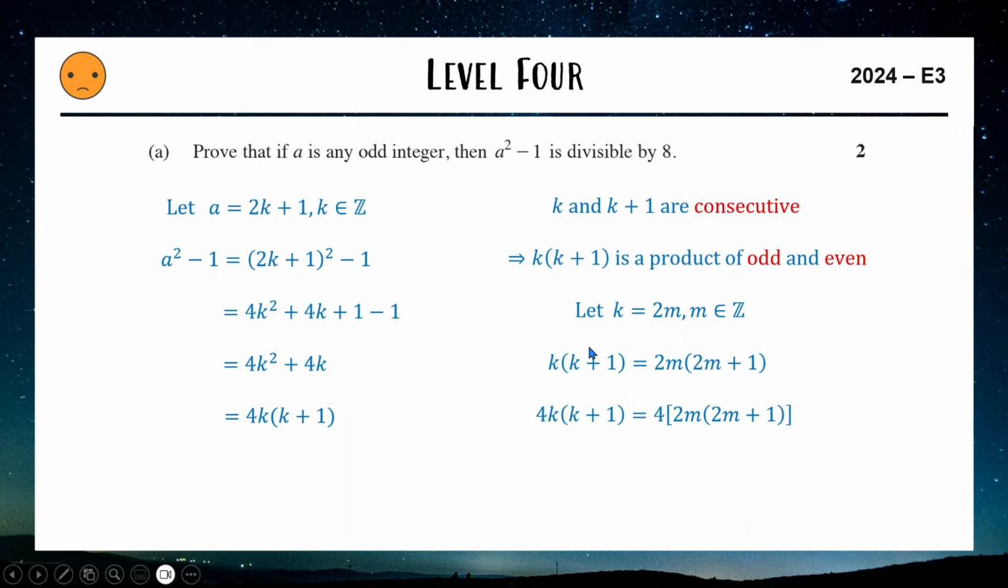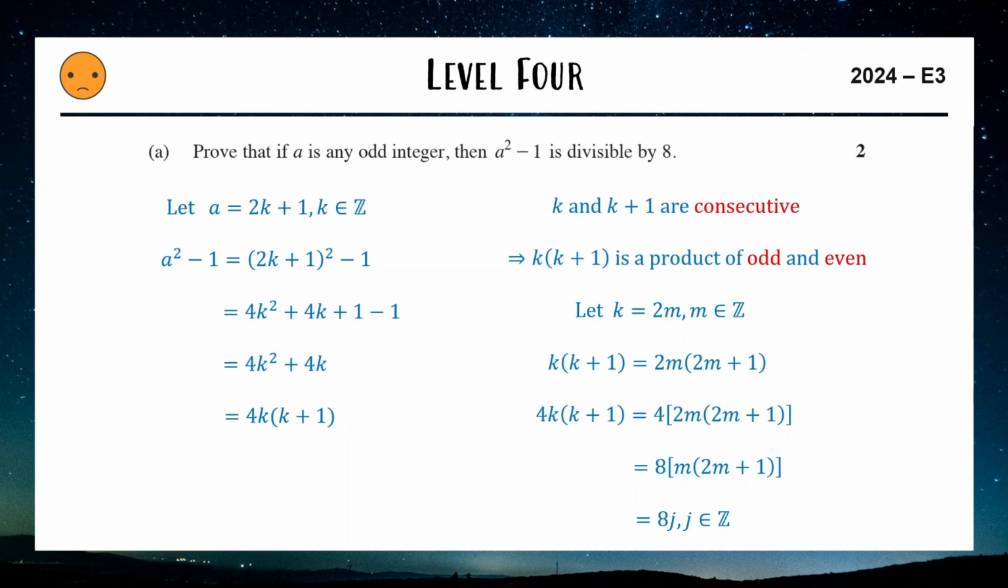So I can put the expression for k times k plus 1, I can chuck it down here with my 4, and now I have 4 times 2m plus 1. And I'm just going to pull the 2 out the front with the 4 and make it an 8. And now I have 8 times something, where that something is a whole number. And then I've shown that the original expression, which is a squared minus 1, is equal to 8 times something, so it is therefore divisible by 8 for 2 marks.